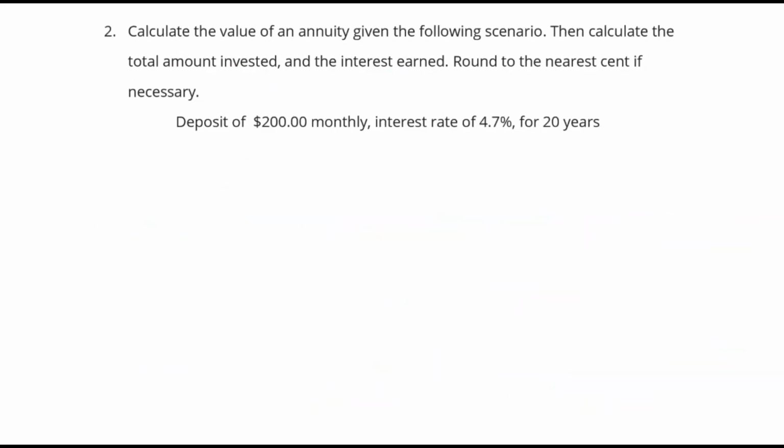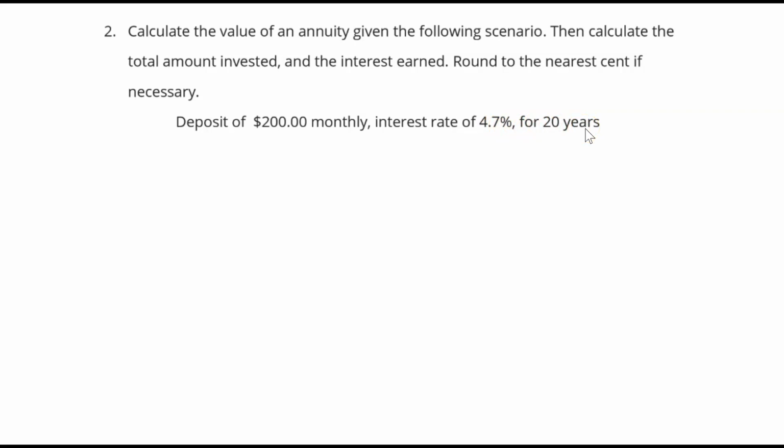Example number 2. Calculate the value of an annuity given the following scenario. Then calculate the total amount invested and the interest earned. Then round your answer to the nearest cent if necessary. In this case, the amount of deposit is $200 and this is made monthly. And the interest rate is 4.7% for 20 years.